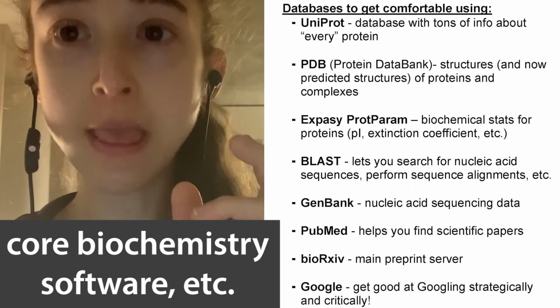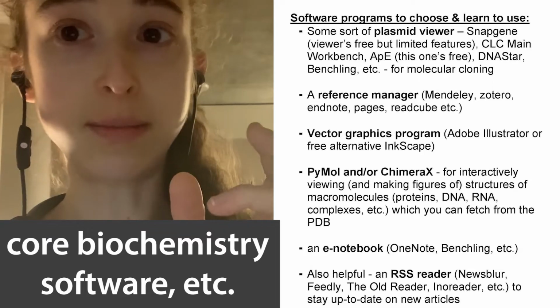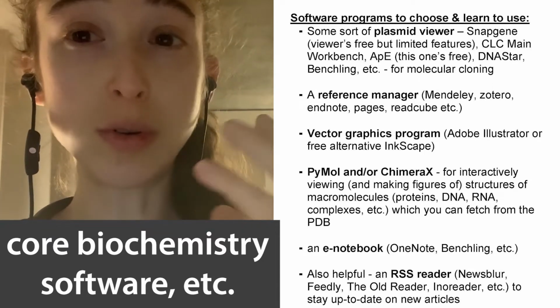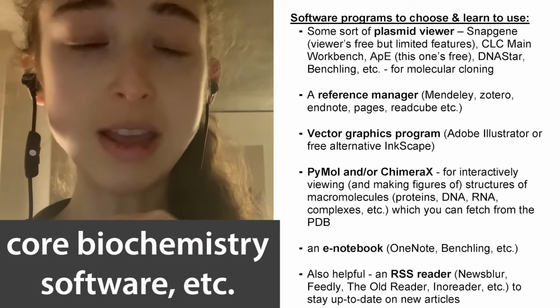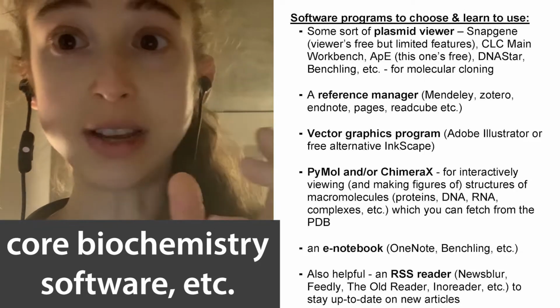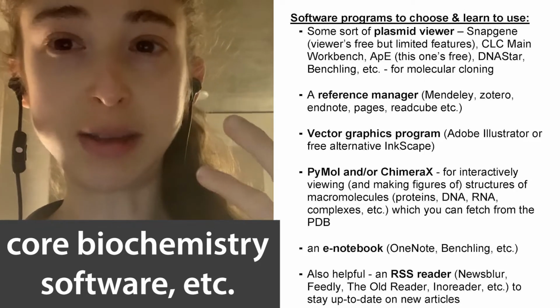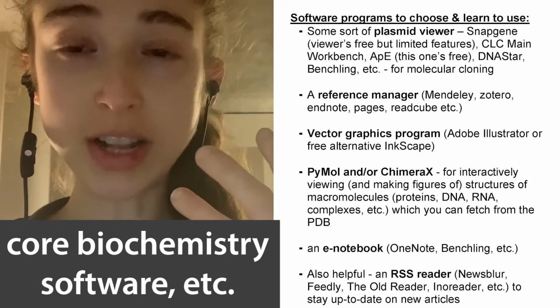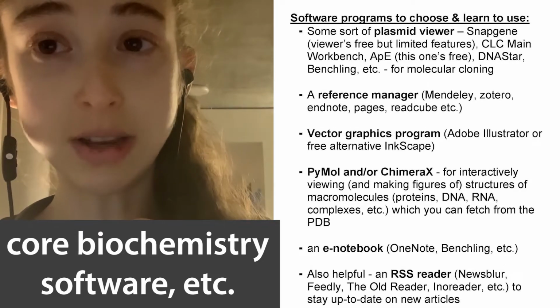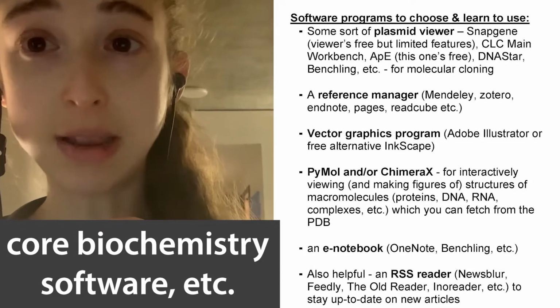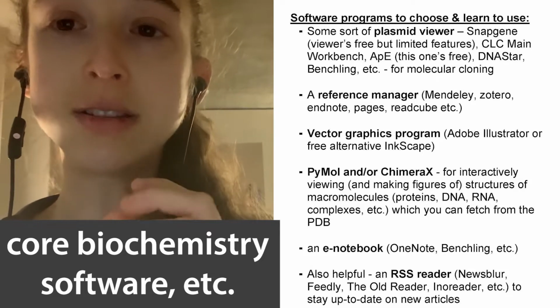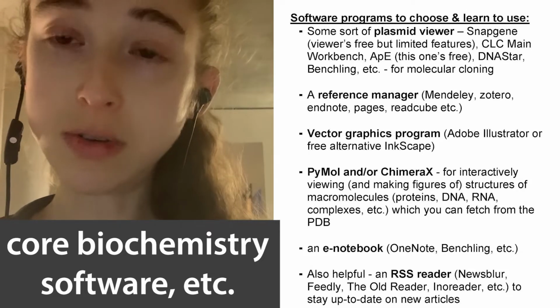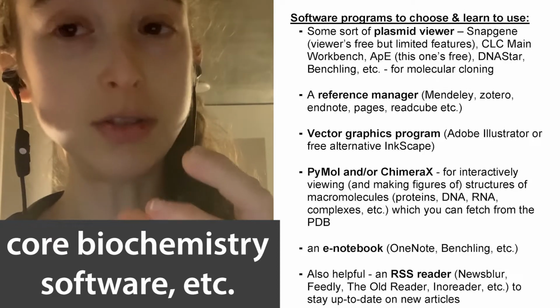Speaking of cloning and PCR and stuff, if you're wanting to work with plasmids, so circular pieces of DNA, you're going to need to design your cloning strategies. You might be using PCR, you might be using restriction enzymes, but you're going to need to know the sequence of those plasmids and be able to work with them. And so you're going to want some sort of plasmid viewer. A common one that's used is SnapGene.